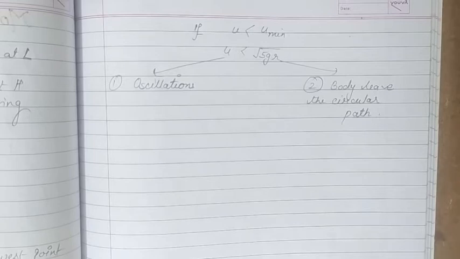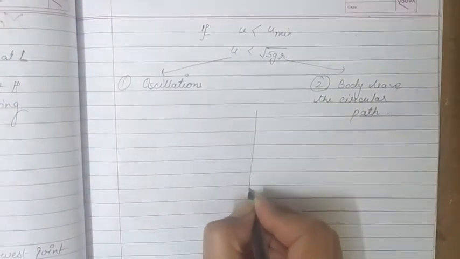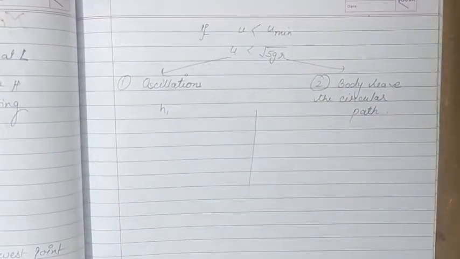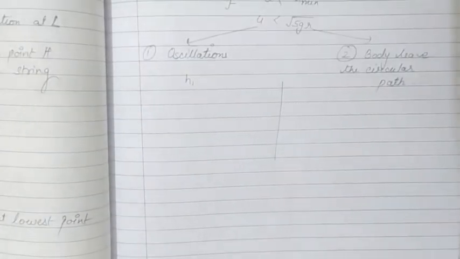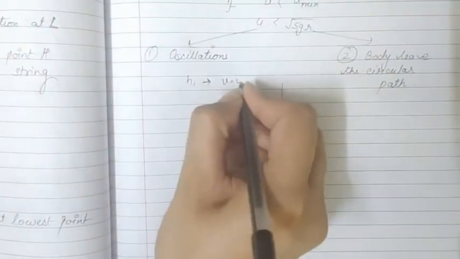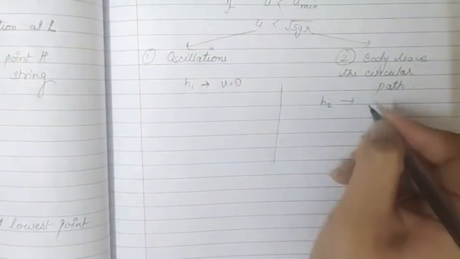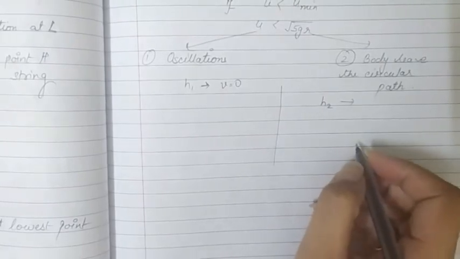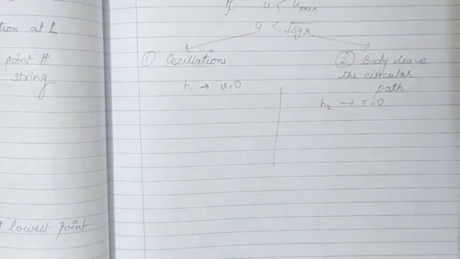So to understand this situation, whether it will oscillate or whether it will leave the path, we have to find two things. First, we will find a height h1. It will be the height at which the velocity of the body becomes 0. Means h1 is the height where v is equal to 0. Next, we have to find the height h2. This will be the height at which the tension in the string becomes 0. Okay, so these two heights we have to find.